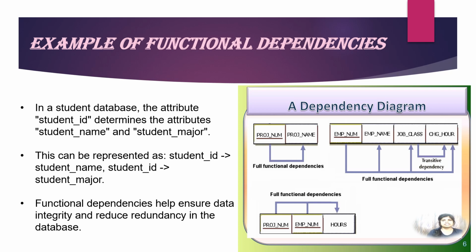Example of functional dependencies. Let's take an example of a student database. In a student database, we need the student ID, name, major, etc. In a student database, the attribute student ID determines the attributes student name and student major. This can be represented as seen on this screen. Functional dependencies help ensure data integrity and reduce redundancy in the database.